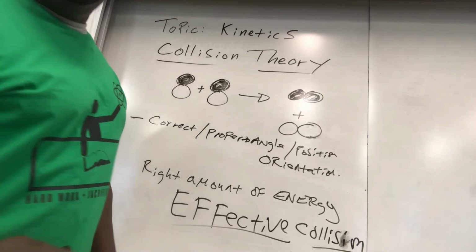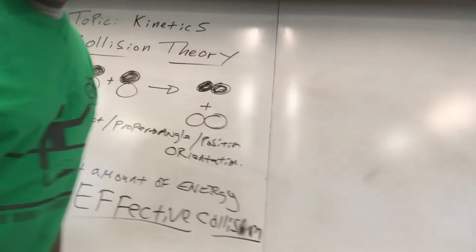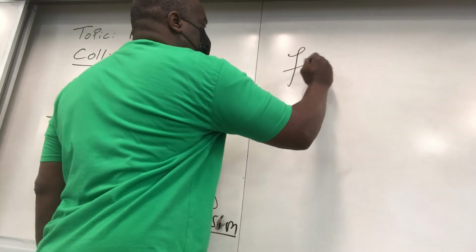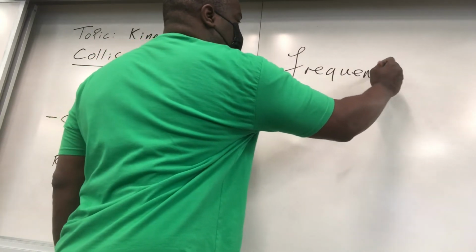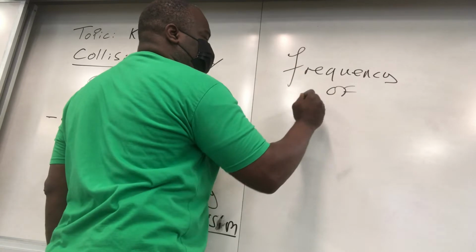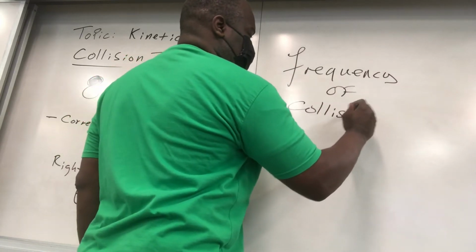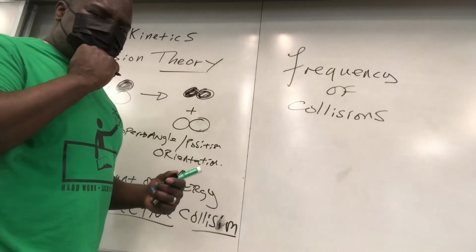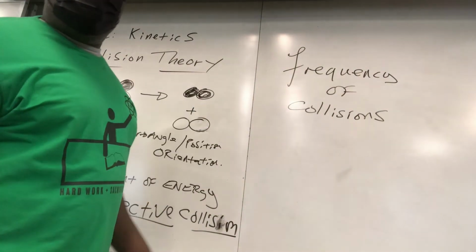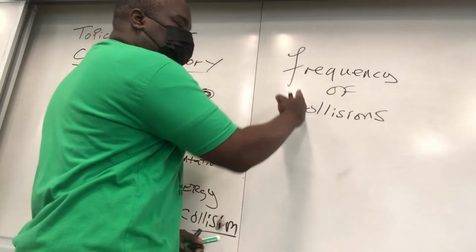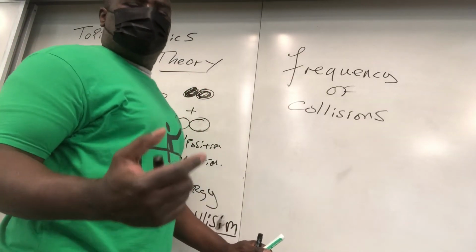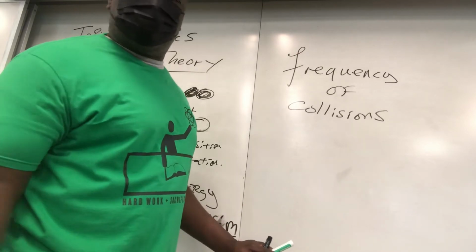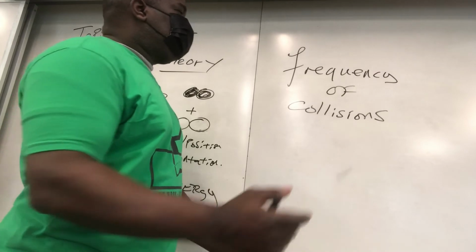You also need, folks, what? In terms of collision theory, you also need the frequency, a high or decent frequency of collisions, okay? So, the collision theory says you need effective collisions and you need a high frequency of collisions, okay? Because the thing is, having one effective collision is not really going to make a chemical reaction successful, right? So you need these two things.